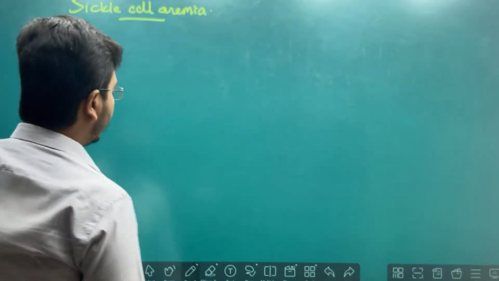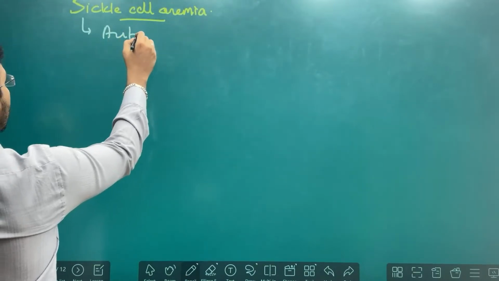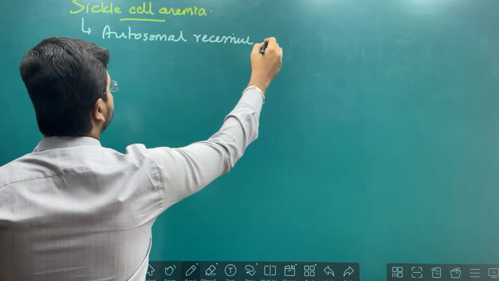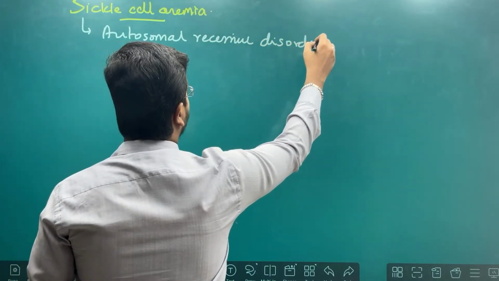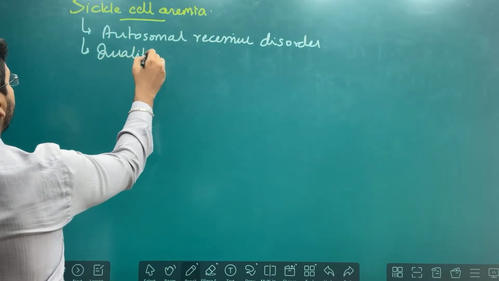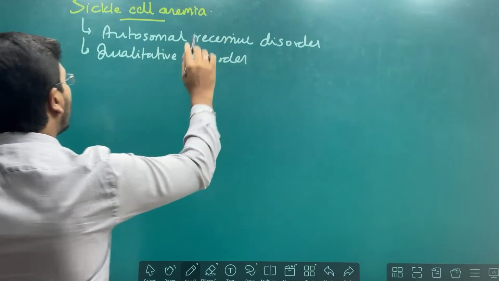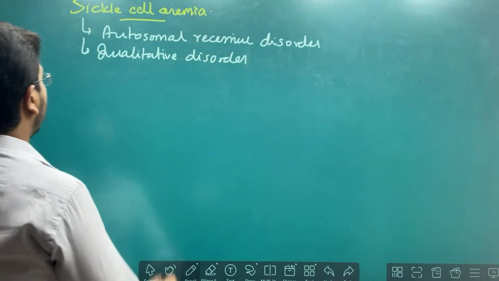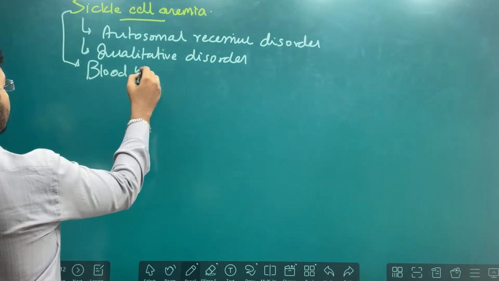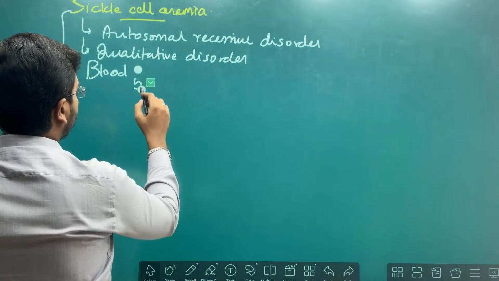Sickle cell anemia, what I know about it: it is an autosomal recessive disorder. I call it a qualitative disorder. What quality? It is a blood-based disorder. They are based on blood.